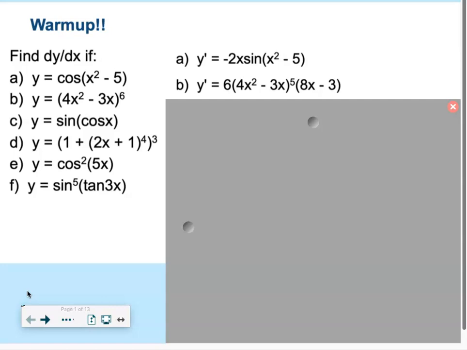The derivative of, think of it as sine guts, right? This isn't sine times cosine, it's sine of cosine. So the derivative of sine guts is cosine guts, right? So the derivative of sine is cosine of whatever's in there. In this case, it's cosine, times the derivative of cosine, which is negative sine. So the derivative of sine of cosine of x is cosine of cosine of x times the derivative of cosine, which is negative sine.